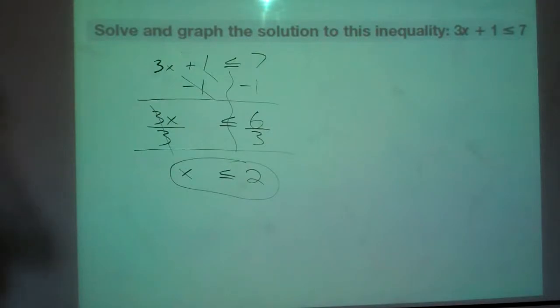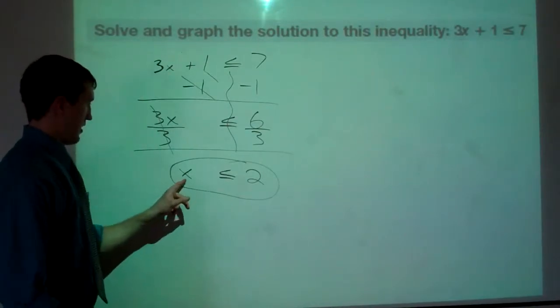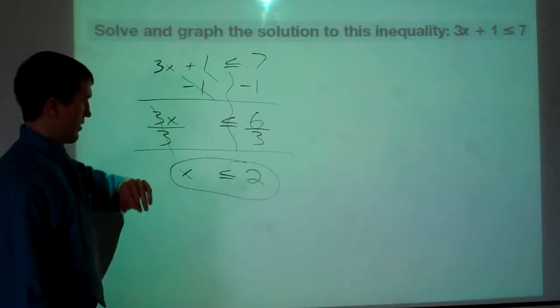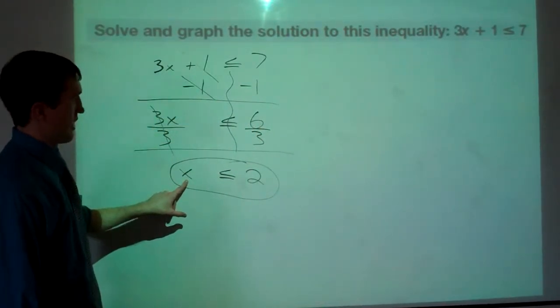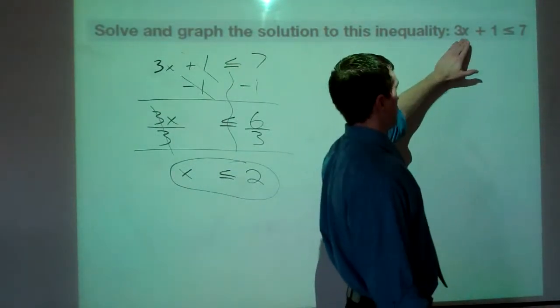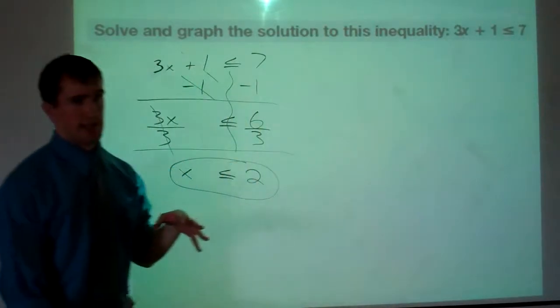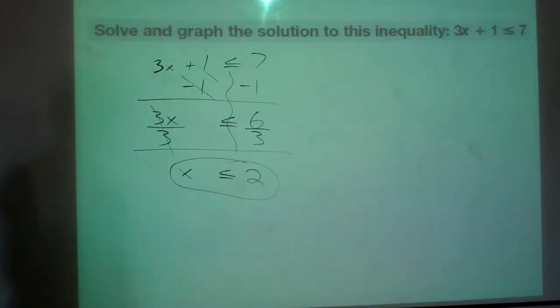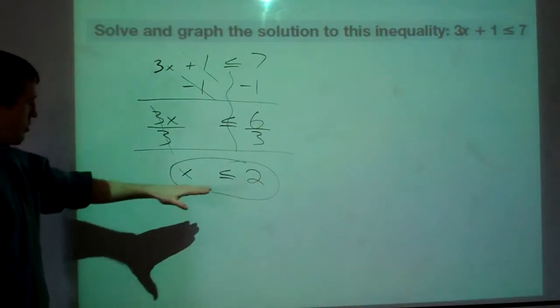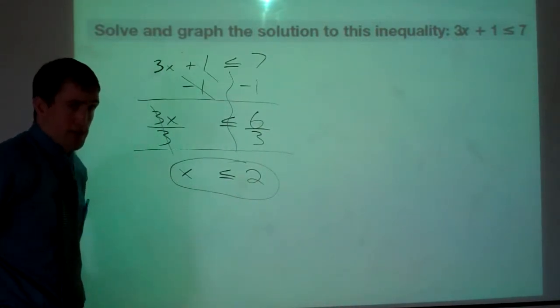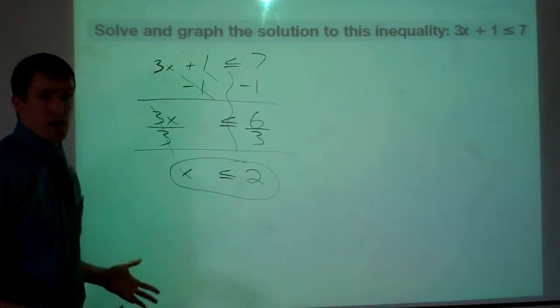Okay. And if you're ever unsure if you got to the right solution, you can try this. If we put in a number less than or equal to 2, we should get a number that's less than or equal to 7. So let's put in 1 for x and see what happens. 3 times 1 is 3, plus 1 is 4. 4 is less than 7, so that works. Now if we put a number that's greater than 2, for instance 3, we should get a number that's bigger than 7, because, well, that shouldn't work, right?